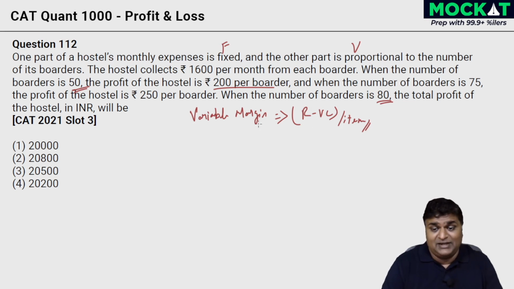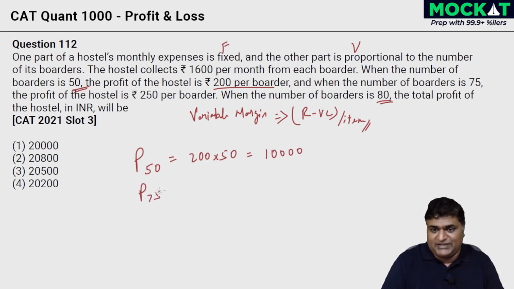Now this variable margin is what has to cover the fixed cost, and then go on to make a profit, right, for the company. Now in this case, let's just understand the profit, right? The profit when we are going to be having 50 boarders. Profit at the time of 50 boarders is going to be 200. Let me write that clearly, right? 200 into 50, which comes to 10,000.